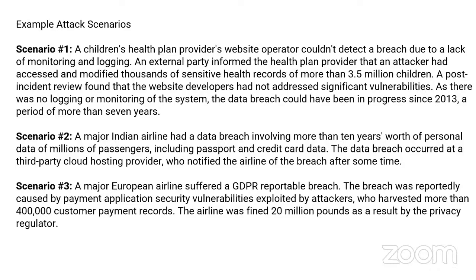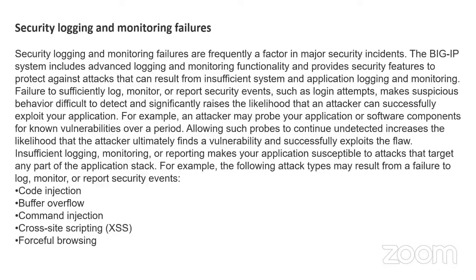Third scenario: a major European airline suffered a GDPR reportable breach. The breach was reportedly caused by payment application security vulnerabilities exploited by attackers who harvested more than 4 lakh customer payment records. The airline paid a penalty of 20 million pounds to the privacy regulator.